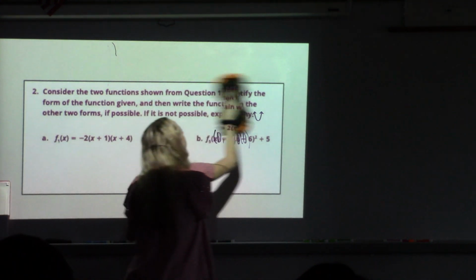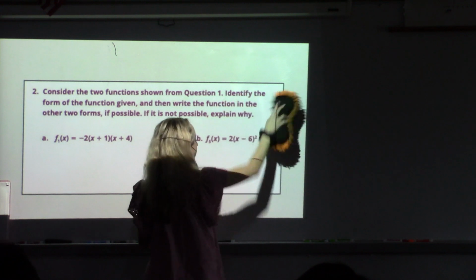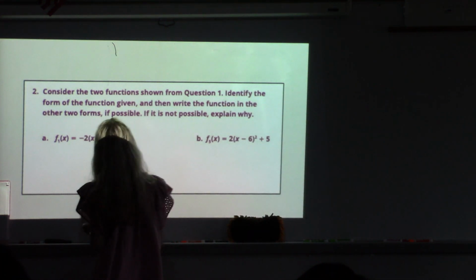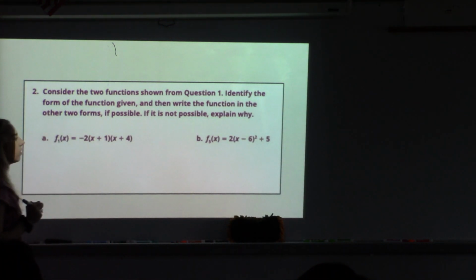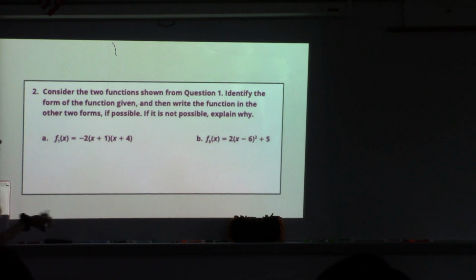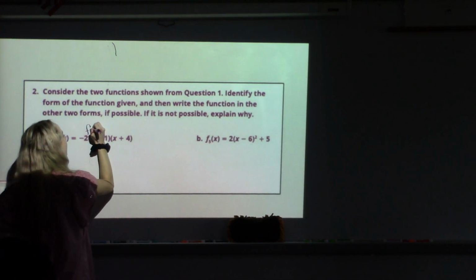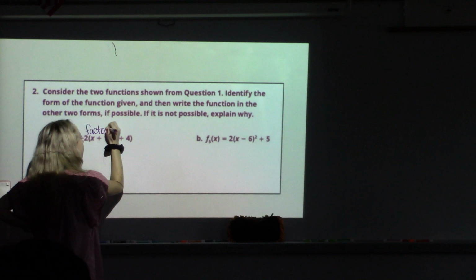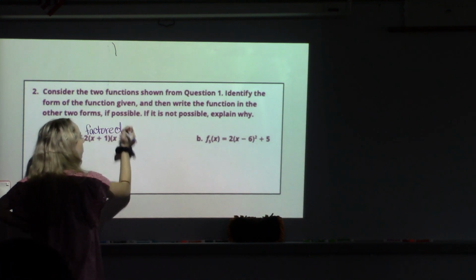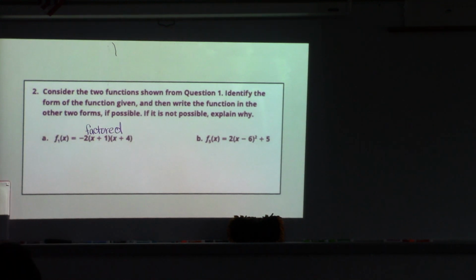Okay, so first, let's look at A. What form is this given to us in? Factor. Right, so recognize that this is factored form. Okay, and so now we have to algebraically convert from factored form to either standard form or to vertex form.